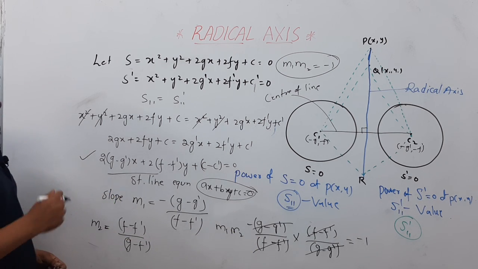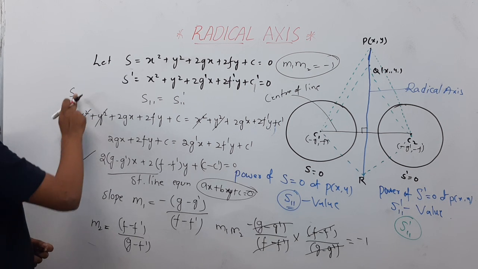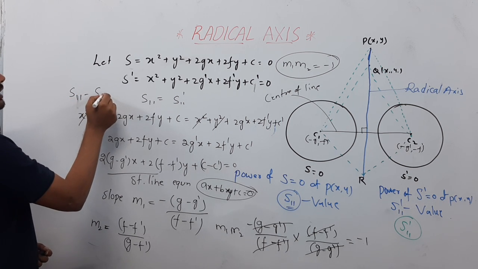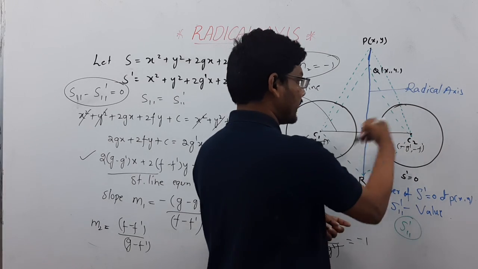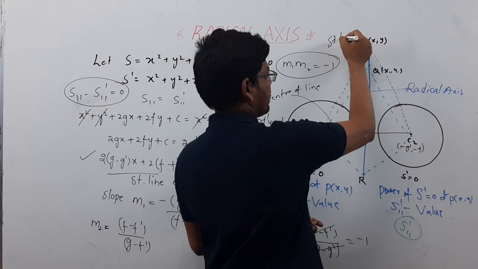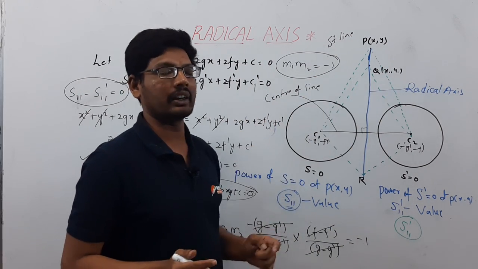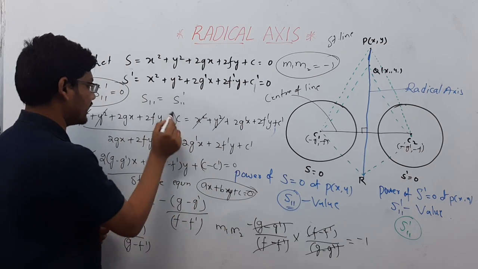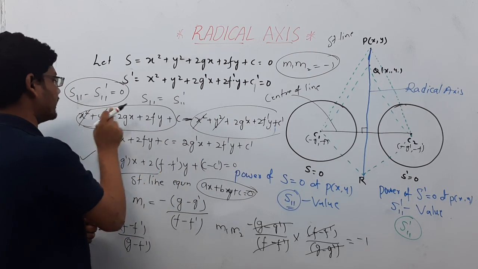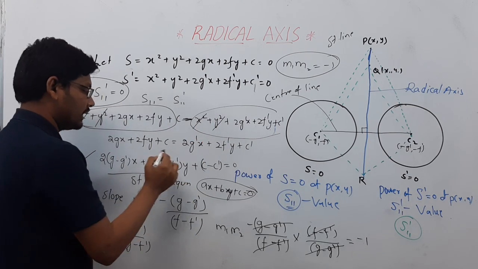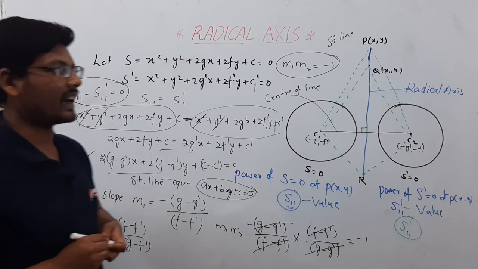So here the ultimate one is the radical axis, S11 minus S dash 11 is equal to 0. If you subtract any two circles, we will get a straight line equation. Why? Because I am subtracting this circle with this circle, the terms of x square and y square cancel, and we will get a straight line here. That is what we are doing here, and this is all about the radical axis.